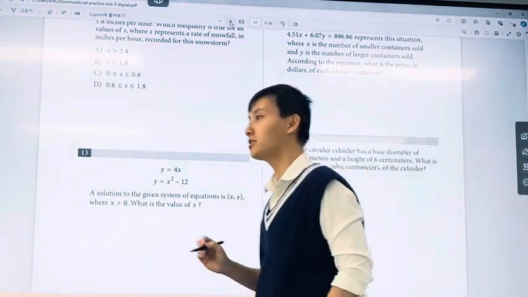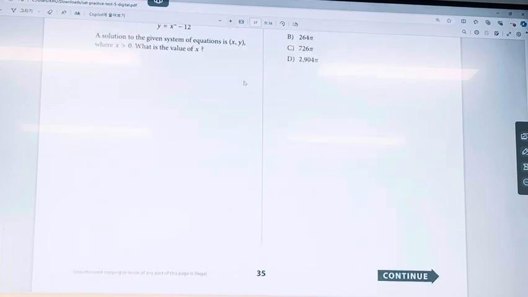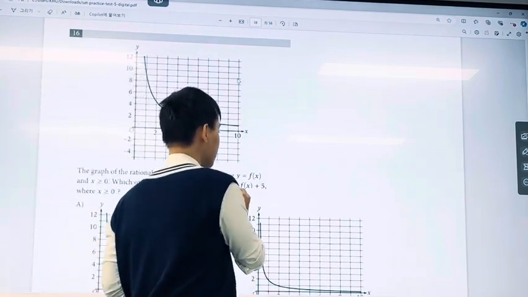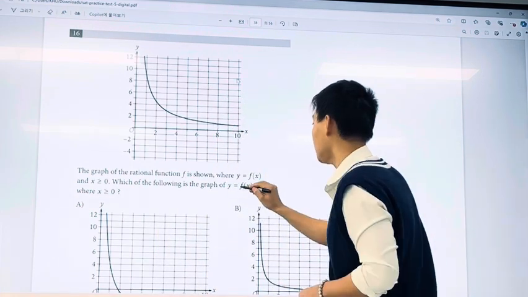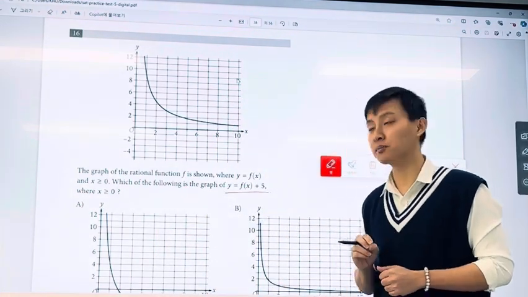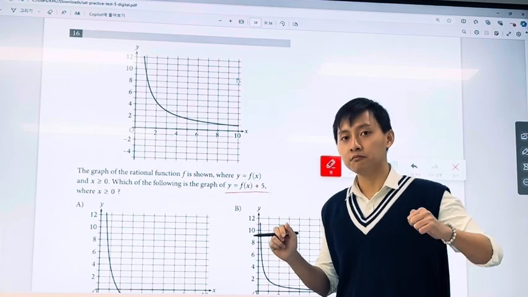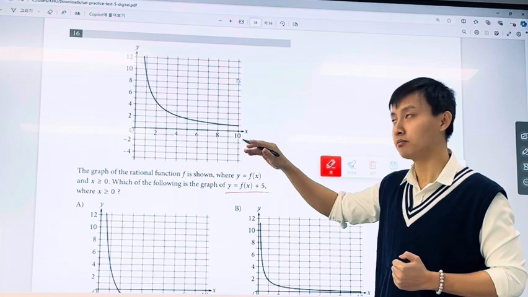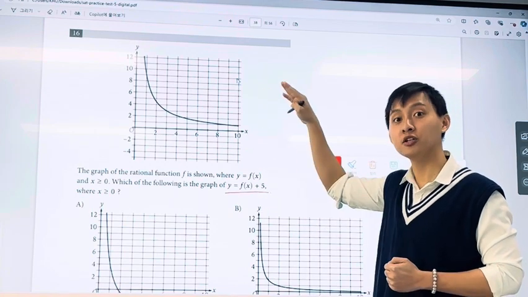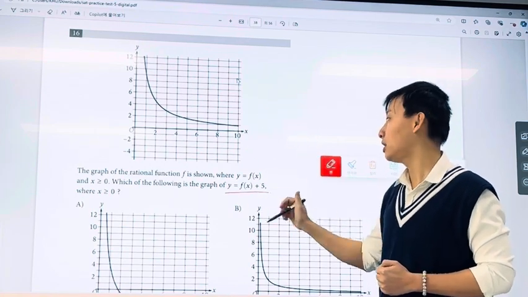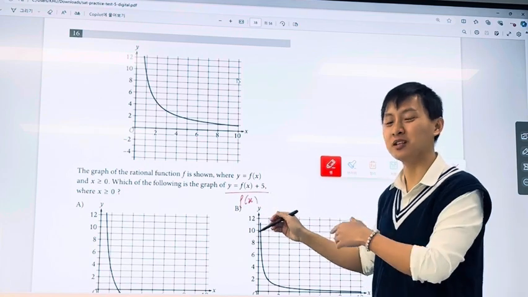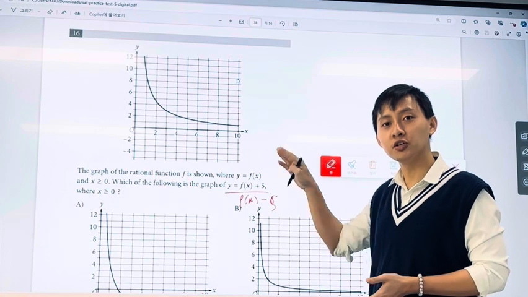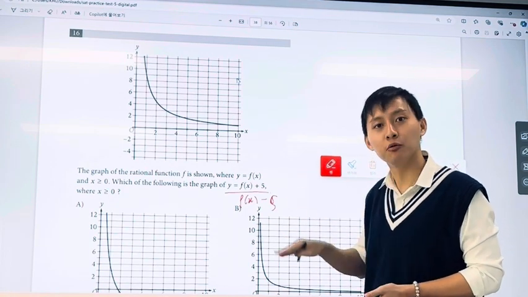Yeah, good. Next one, question 16. One question about the graph, right? For this question, we just focus on this point. You guys, y equals f(x) plus 5, right? It means you translate vertically up by 5 units. When it's f(x) minus 5, it means you still translate vertically, but downward, right?